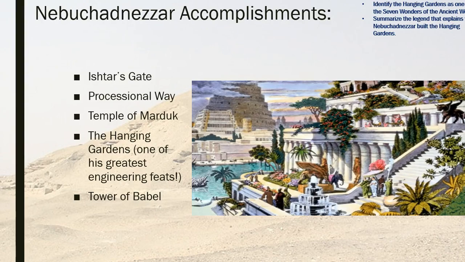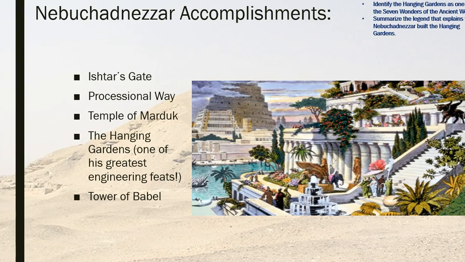Now here are some of the accomplishments, or some of the buildings or things that he built. So first, when you came to Babylon, again, they had a huge wall built around the city, and in that wall there were only 9 gates. So there were only 9 different places where you could get into the city.